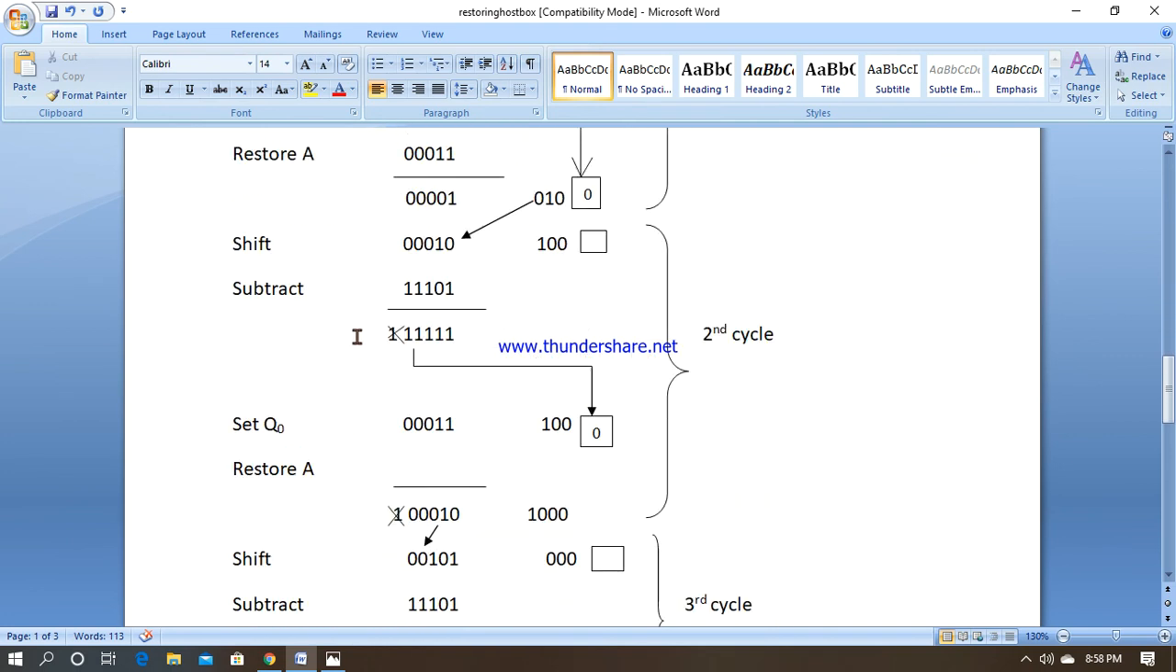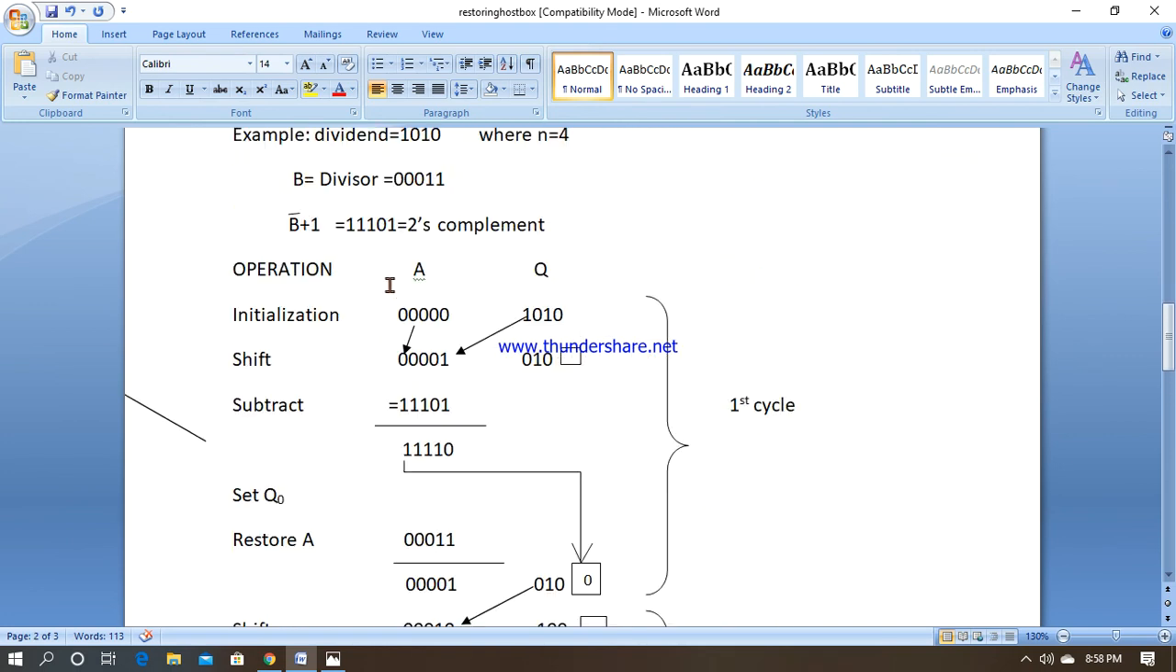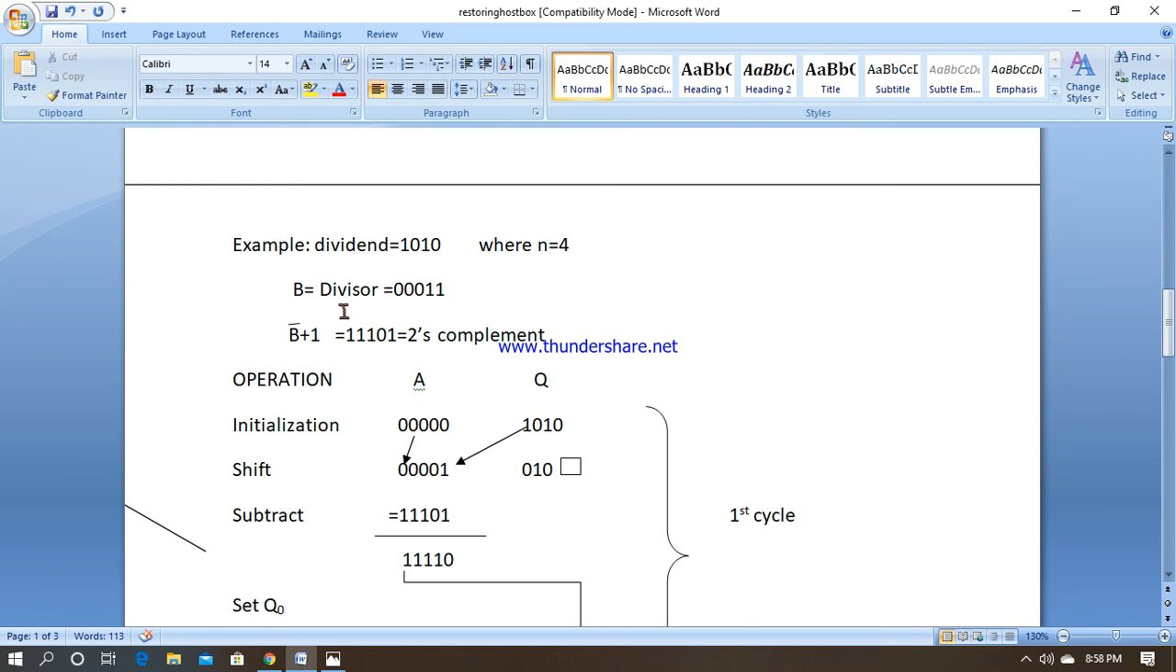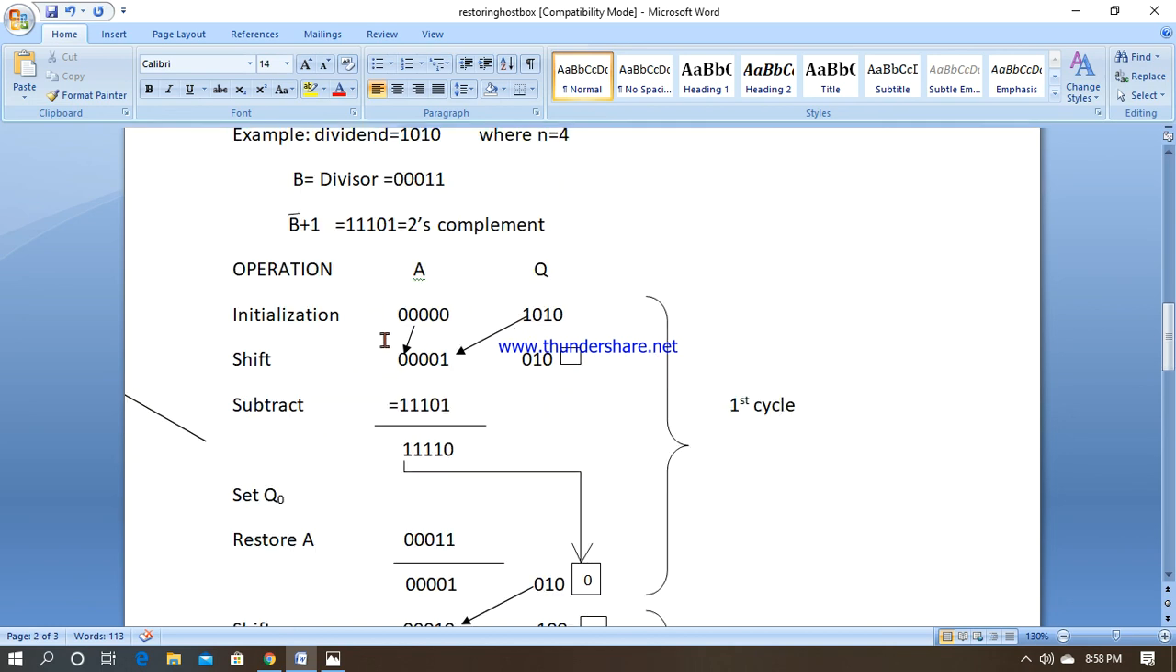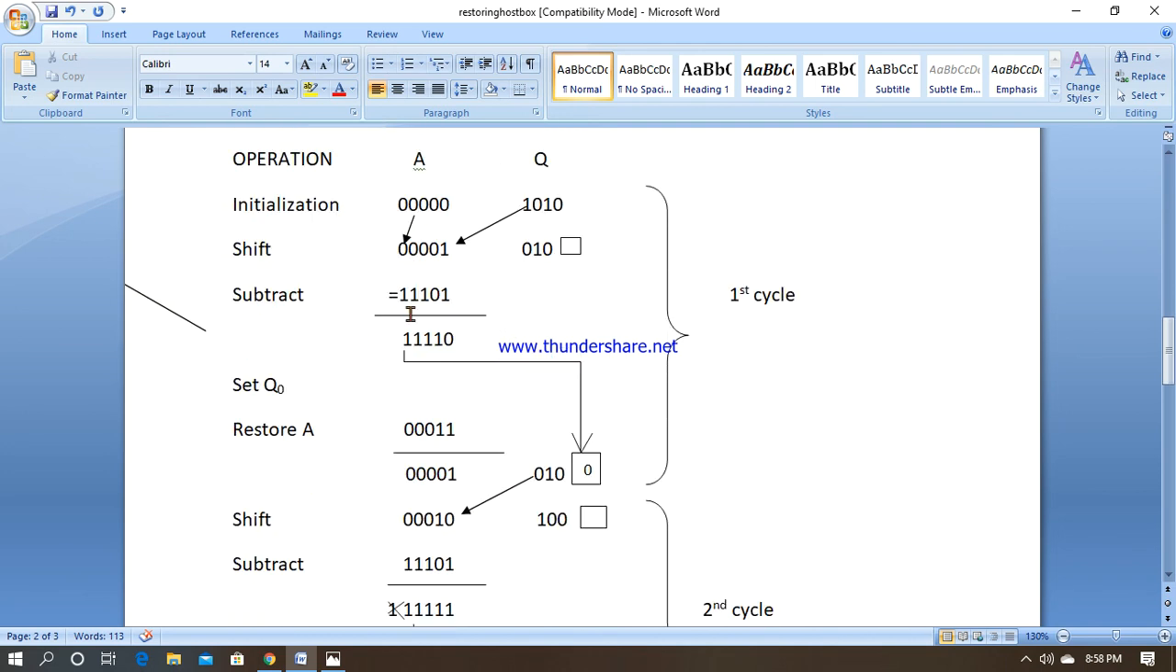If the MSB bit of A is 1, you can set the Q0 bit to 0. Otherwise, if the MSB bit of A is 0, we can set Q0 to 1, like that, the opposite. So you can go for the operation: initialization, then shift left, and then subtraction. Subtract means A minus B, that is, add B's 2's complement value. After that set the Q0 bit and again restore the value of A.